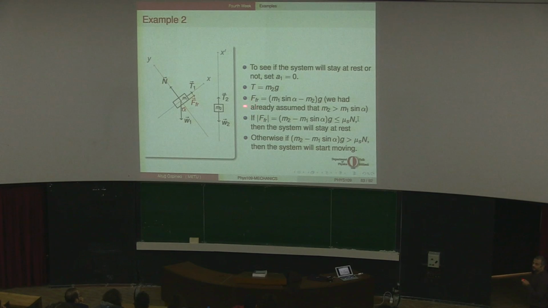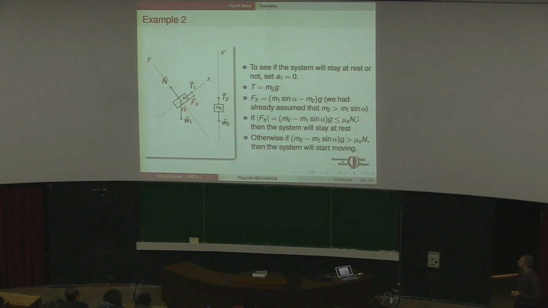Well, the magnitude of the friction force, we know that the maximum friction force that we can create at rest is given by the coefficient of static friction times the normal force. We already know the normal force. If the magnitude of this friction force is less than the coefficient of static friction times the normal force, then we know that we can create such a friction force with such magnitude, and so the system will stay at rest.